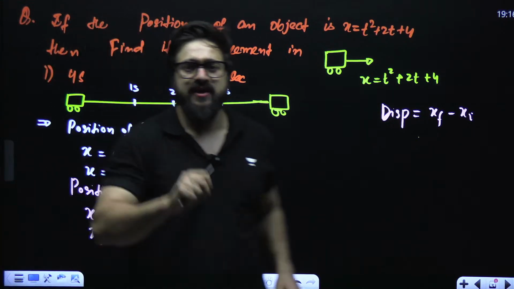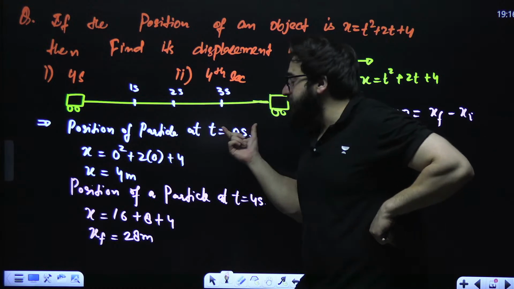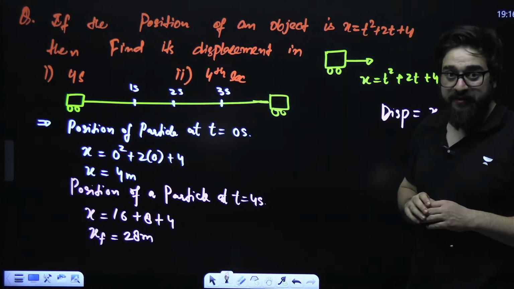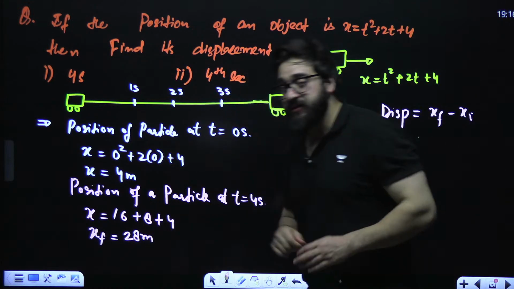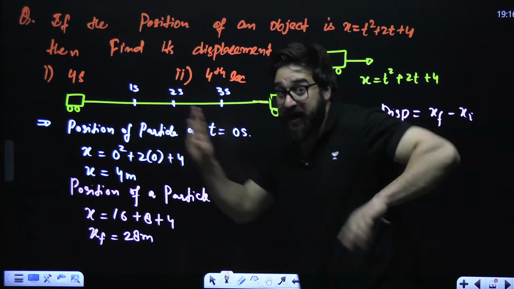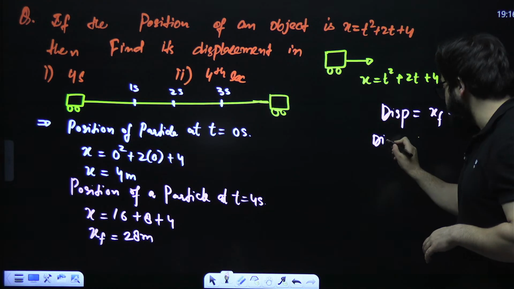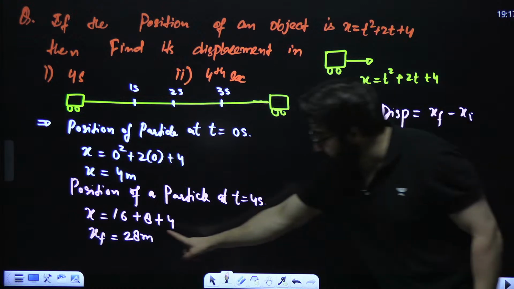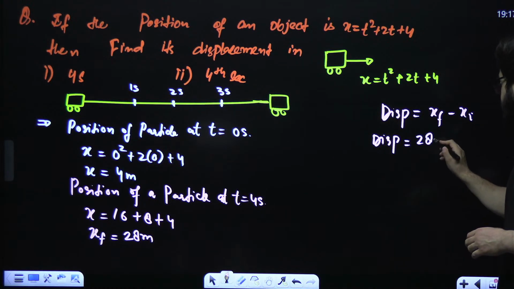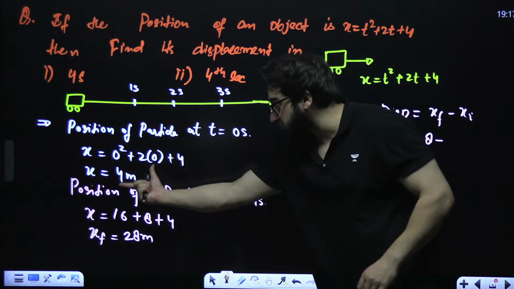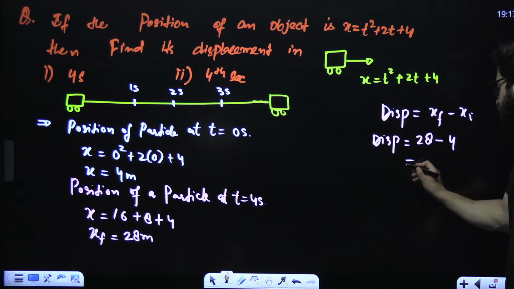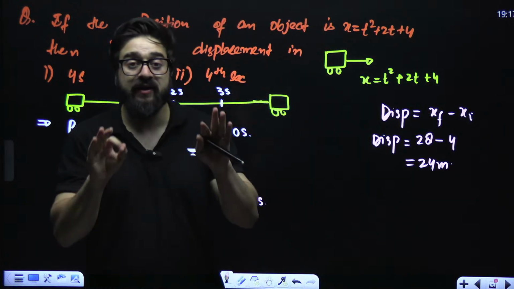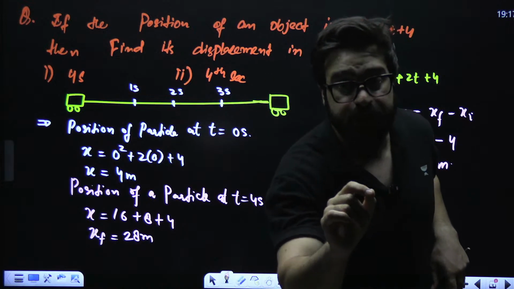Guys, at t = 0 the particle is here. At t = 4 seconds, the particle is here. What is the position? 28 meters. Now, how much is this displacement? When it comes to displacement, I'll write over here: displacement is final position, which is 28 meters, minus initial position, which is 4 meters. So this comes out to be 24 meters. So the displacement of the particle in 4 seconds is 24 meters.